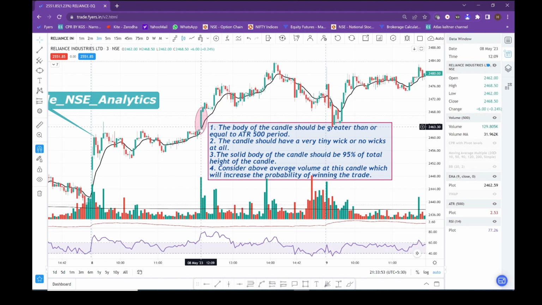That means this is an above average candle. At the same time, if you see the volume, it is also above average volume. You can see the 500 SMA on the volume chart, and this candle volume is huge here. There is a spike, a very good spike. So you can consider this as a signal candle or a very good entry for your trade.